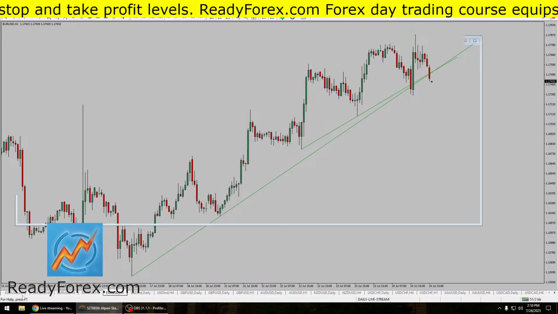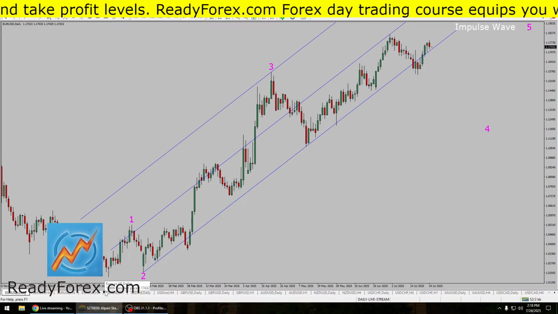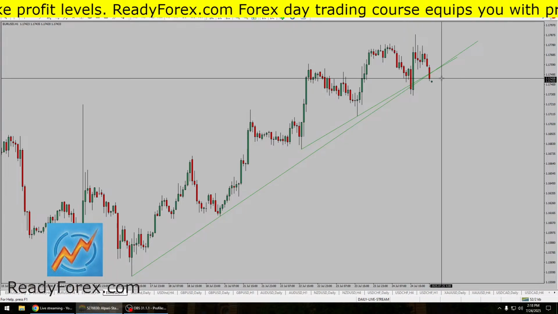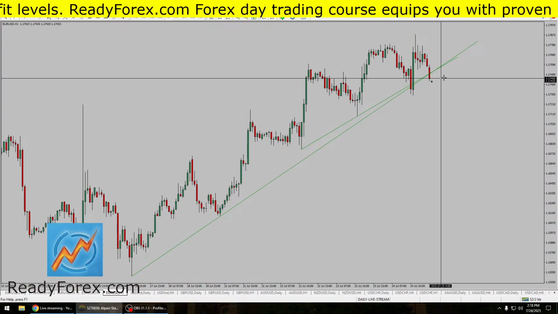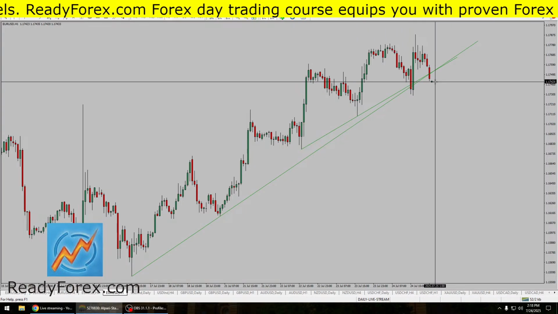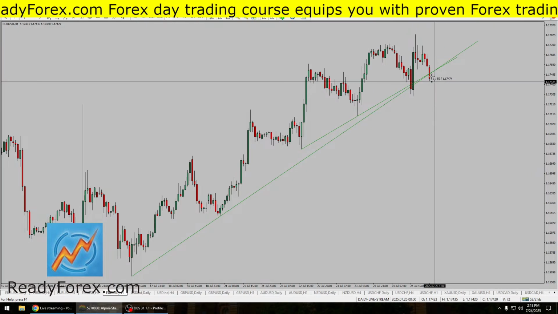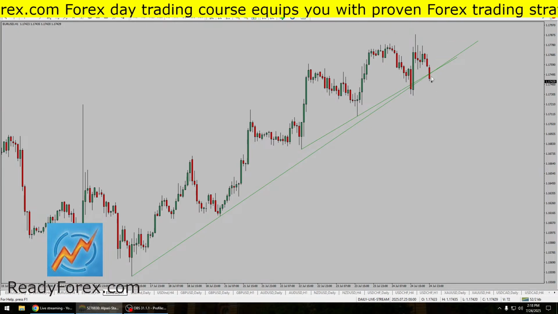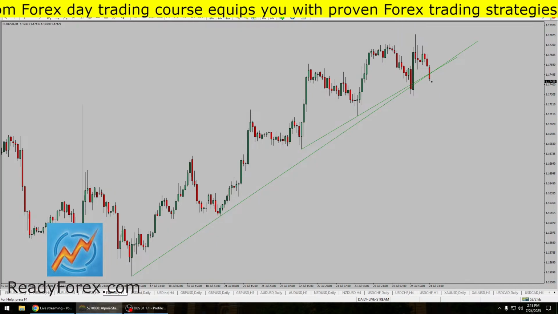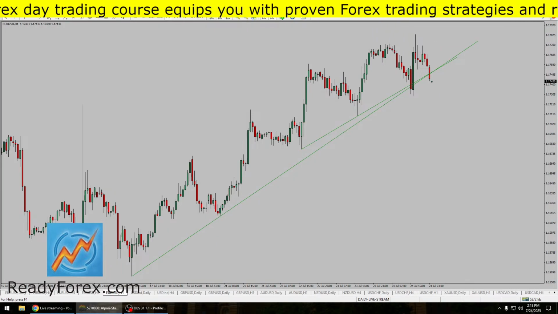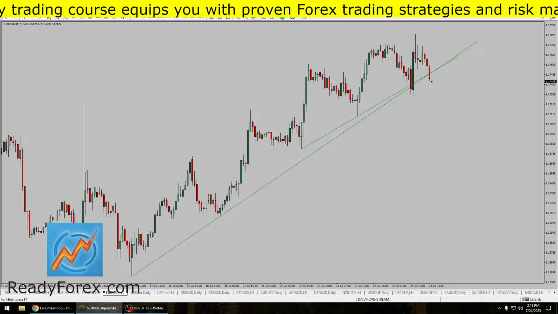Euro dollar is showing a gap. Yes, it's a small gap, just over here. The market is probably going to rise up and fill the gap, and then it's going to drop further. That's the way I see it.